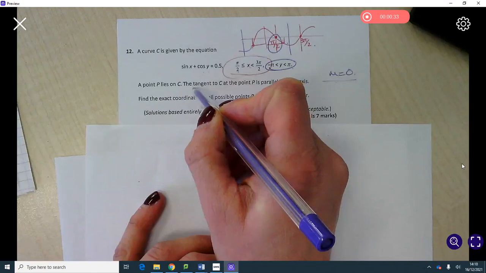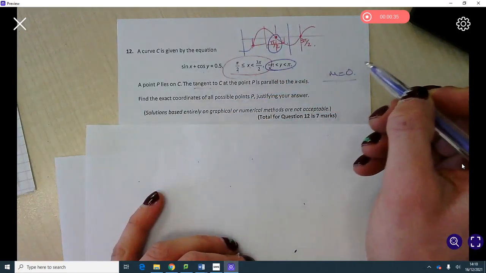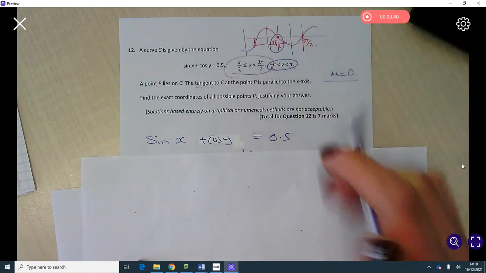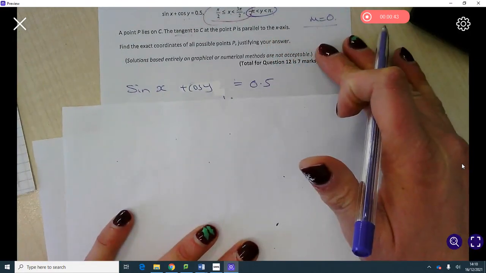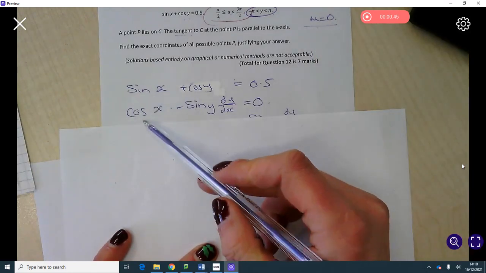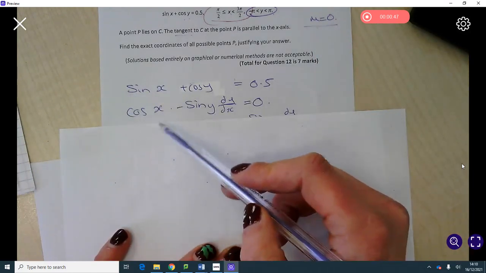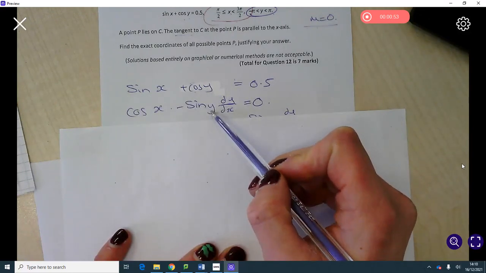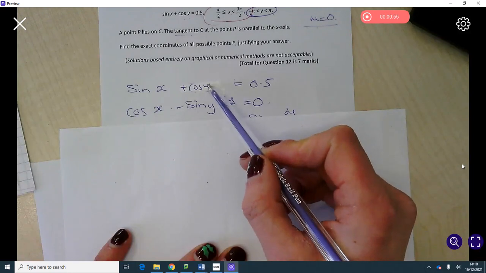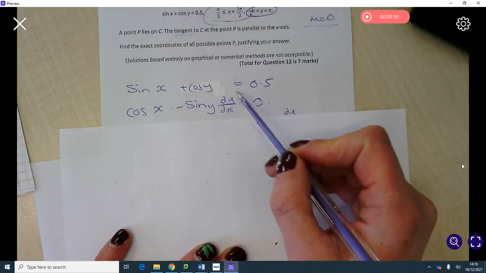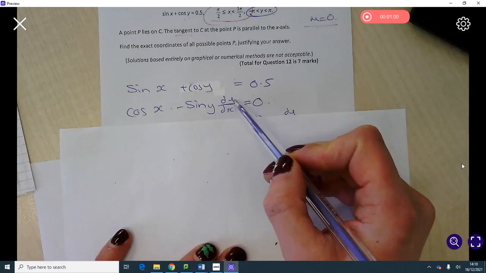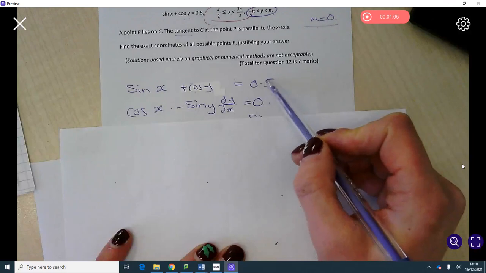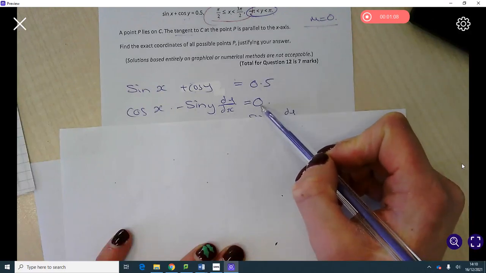So any time we see a question that's talking about tangents and gradients, that's telling us that we need to start off by differentiating. So we have our function sin x add cos y is 0.5. Sin x differentiates to cos x, so we can pop that straight in. Cos y differentiates to negative sin y, but because this is a function of y, not a function of x, we need to pop dy dx on the end to say we have differentiated this function of y with respect to x. And this is equal to 0.5. When we differentiate that, we get 0.